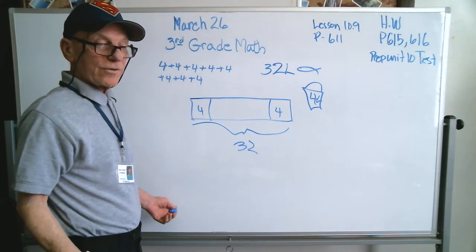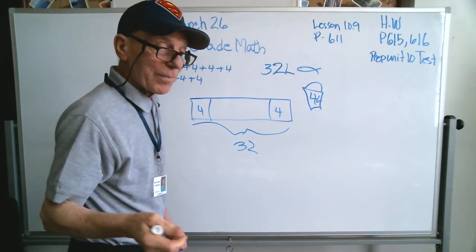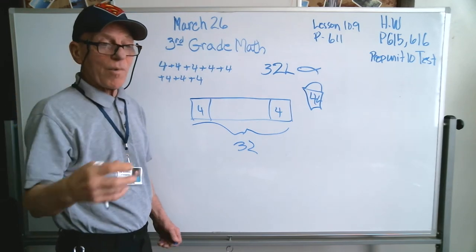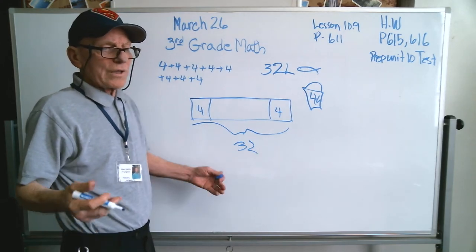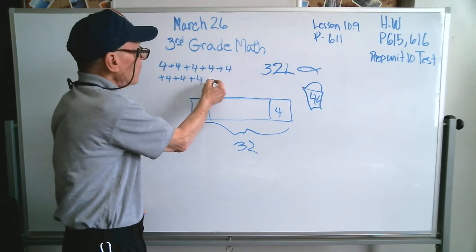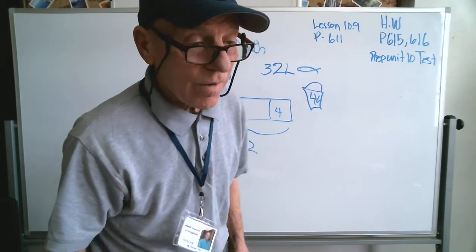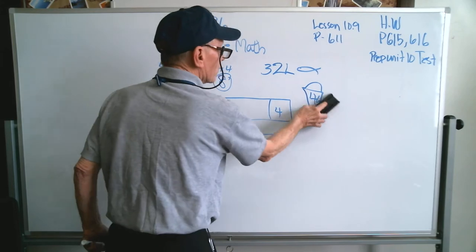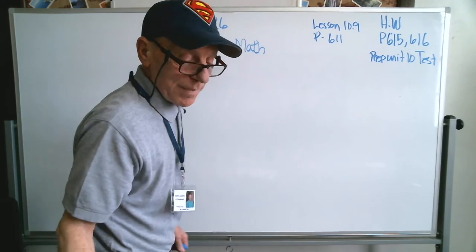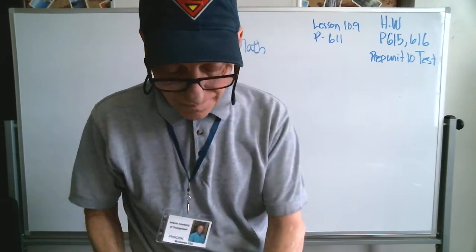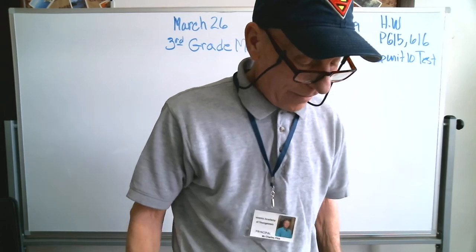That holds 32 liters. Now, if you are really up and sharp on your multiplication, sorry, I got an itchy ear. If you're really up on your multiplications, you'd be able to go, well, 4 times what equals 32? Well, 4 times 8. Isn't that how many 4s we came up with? 8 of them. So you see, you can solve it the long way. Or if you really are practicing those multiplication tables, then it becomes really easy. And then you just make eight blocks of four in that little graph that you're building there.